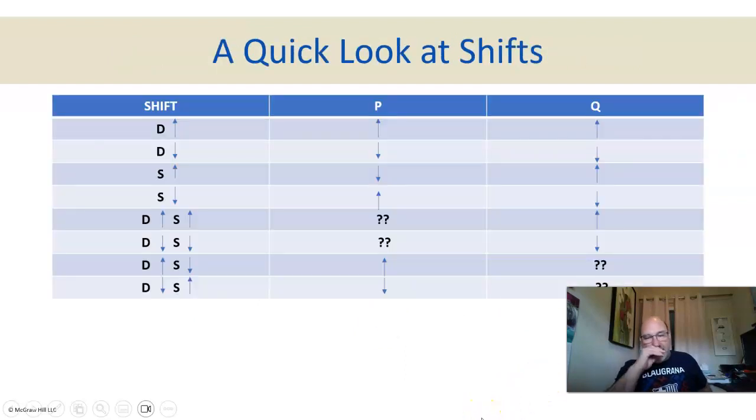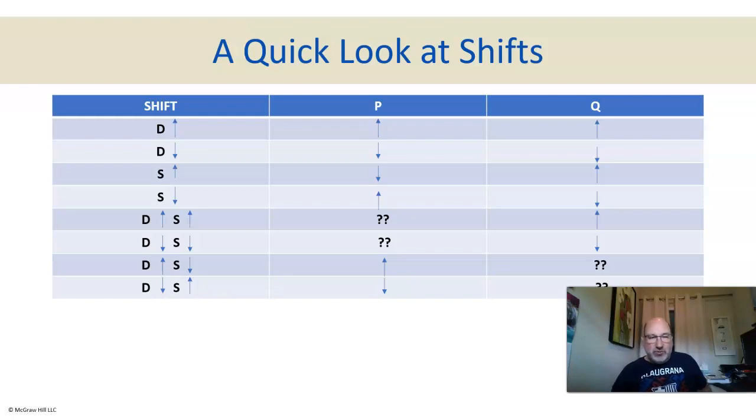I have built a quick table for all of the different shifts that could occur, dual shifts and single shifts. So let's take a look. Demand up, price goes up, quantity goes up. Demand down, price goes down, quantity goes down. Supply up, price goes down, quantity goes up. Supply down, price goes up, quantity goes down.